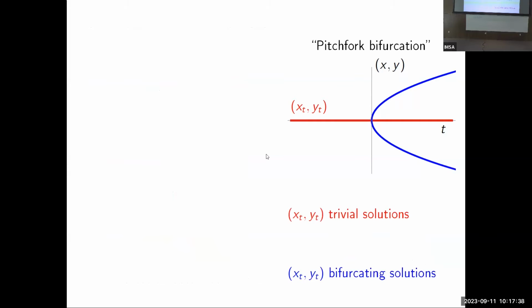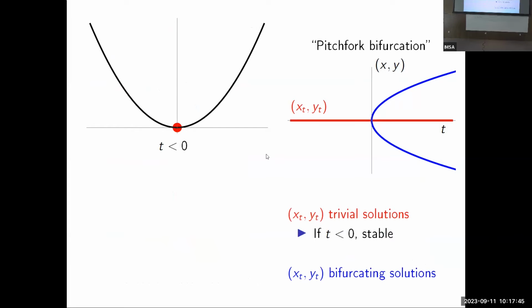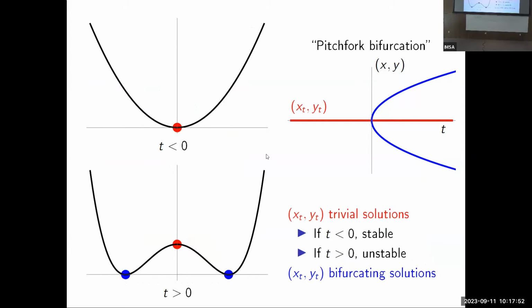But this is called pitchfork bifurcation. It has the shape of a pitchfork, of course. So for t less than 0, 0 is a minimum for this functional. But then when t is positive, 0 is no longer a minimum. Well, in this case, it's a local maximum, and the stability goes into the bifurcating branch. So loss of stability: the stability goes to critical points off the trivial branch.